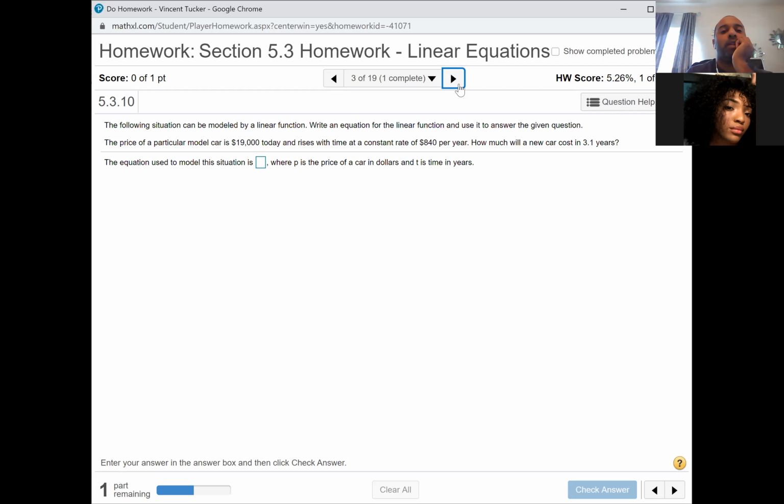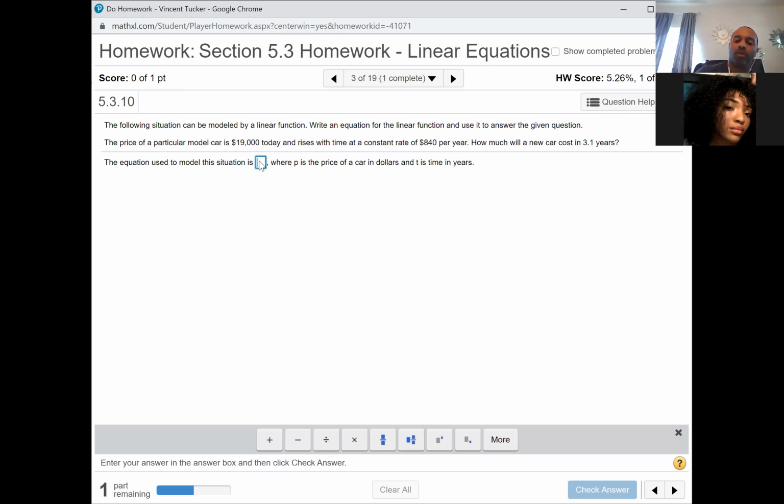Here, it says the following situation can be modeled by a linear function, or basically an equation. Write an equation for the linear function and use it to answer the given question. So the price of a particular model car is $19,000 today and rises with time at a constant rate of $840 per year. How much will a new car cost in 3.1 years? So first, we want to make sure we hold true to the variables that they give us. It says write an equation where P is the price of the car and T is the time in years.